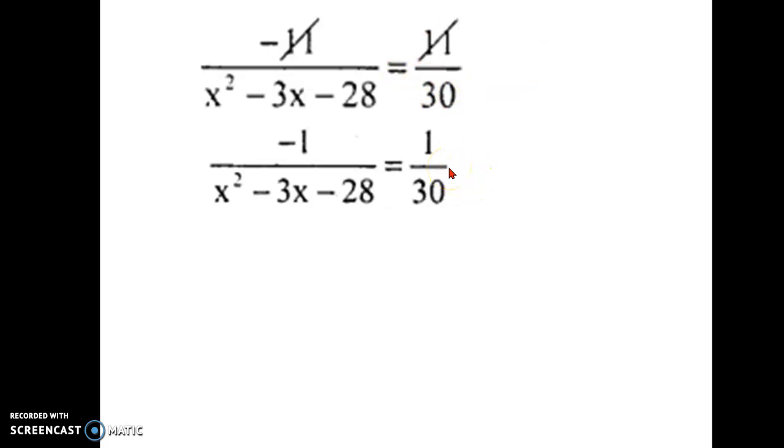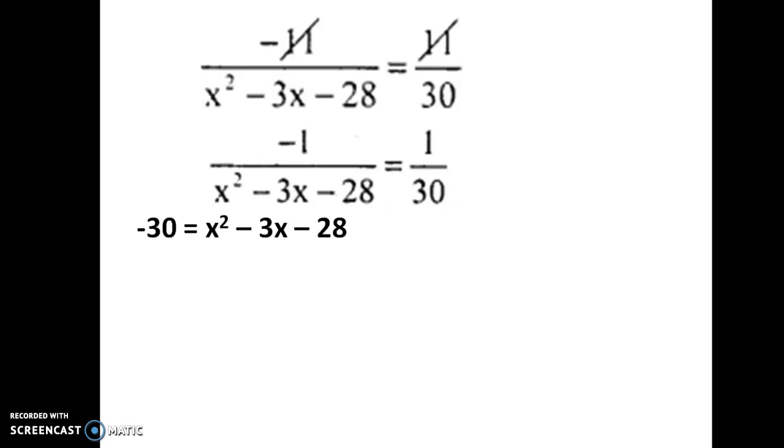Okay, so you can't make it as 1 here because already minus sign is there. So minus 1 and 1 here. So now both are in fractions. So cross multiply. So 30 into minus 1 and this into 1. Okay. So if I do like that, I got minus 30 equal to x square minus 3x minus 28.